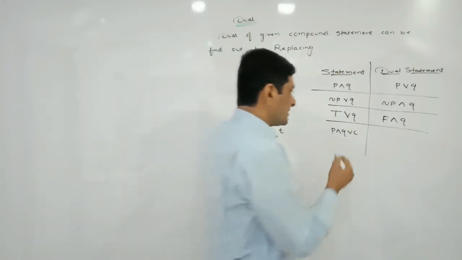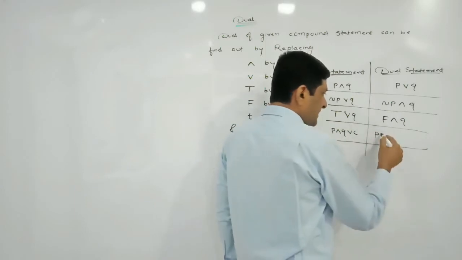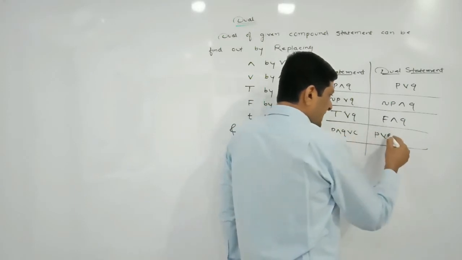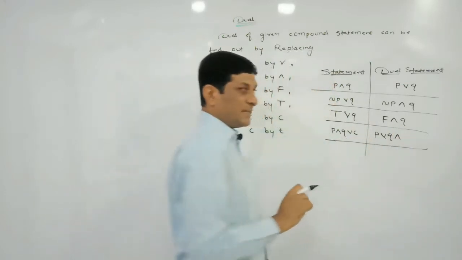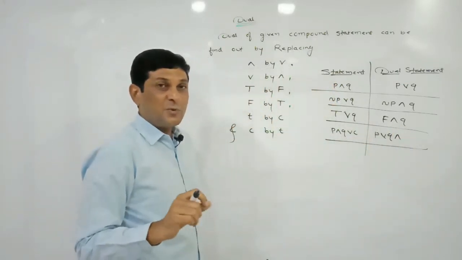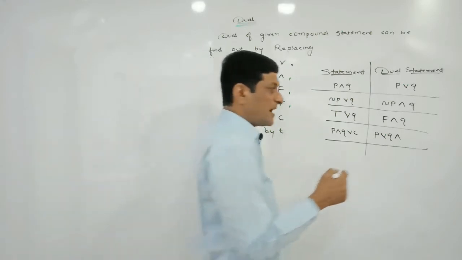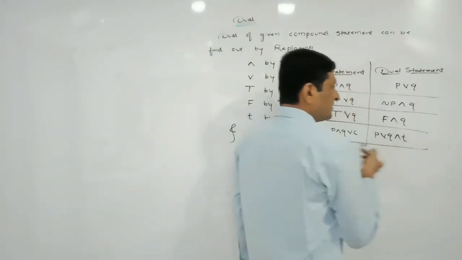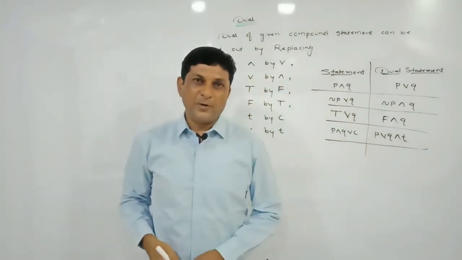So in this case we are not disturbing P, and will get replaced by or. Q, keep it as it is, or will get replaced by and. Small c is not a statement. So small c is used for what? Contradiction, and small c will get replaced by what? Small t. In this way, using these rules we are able to find the dual of a compound statement.